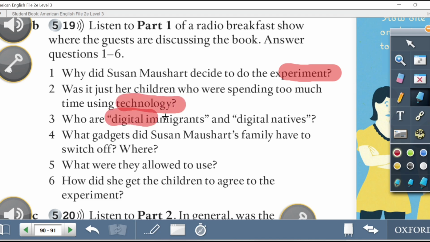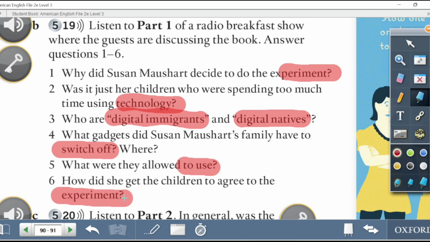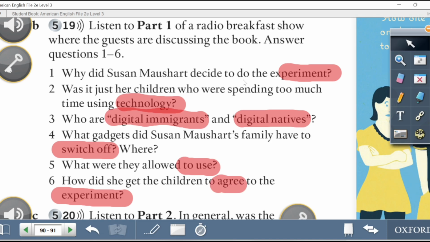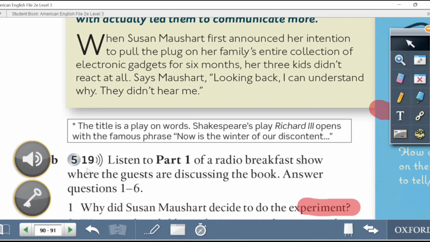Who are digital immigrants and who are digital natives? Digital immigrant و digital native کیا هستن؟ What gadgets did Susan Mosshart's family have to switch off? چه گجت هایی رو میخوان آف بکنن؟ What were they allowed to use? چه گجت هایی رو اجازه دارن که استفاده کنن؟ And how did she get the children to agree to the experiment? چجوری باعث شد که بچه ها رو راضی بکنه که این آزمایش رو انجام بدن؟ بریم پارت اول رو گوش بدیم.